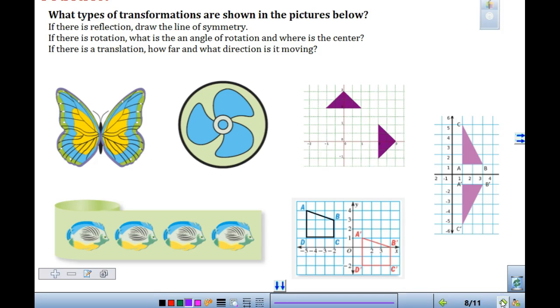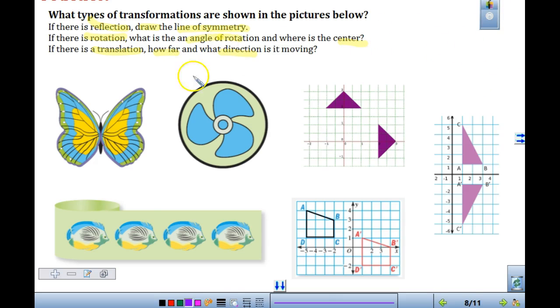As you look at that next part of your notes, it says, what types of transformations do you see in the pictures below? So what we want to put by each one is the word reflection, rotation, or translation. And we want to draw the line of symmetry if it is a reflection. If it's a rotation, we need to find the center and the angle that it rotates. If it's a translation, we want to tell the direction and how far.